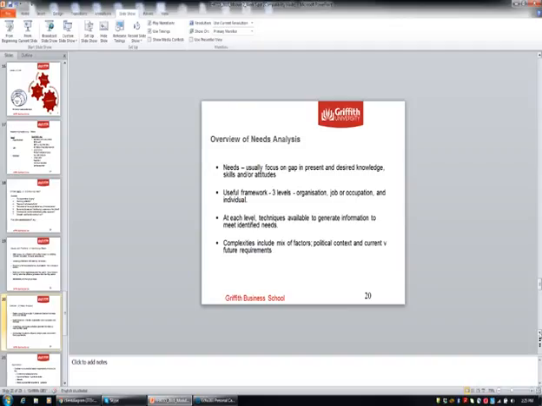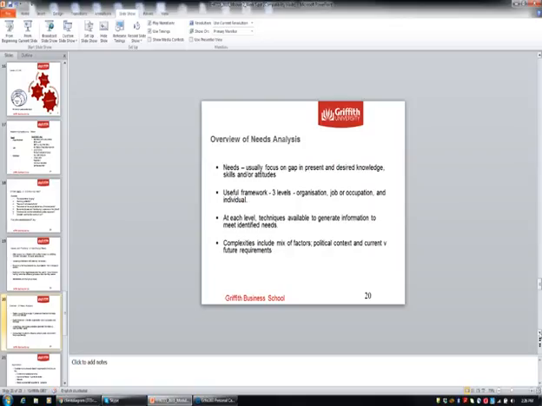So in overview, needs is talking about a gap in present and desired knowledge, skills or attitudes. It's also useful to think about levels: organisation, job, occupation and individual. And it's important to talk about what techniques you will use to generate information. Obviously, trying to work out the needs of an individual is going to be different to a whole organisation. So for an individual it might be just a discussion, might be some observation, might be a better performance management process. But there might be something across the whole organisation that is needed. So it could be performance management across the whole organisation.